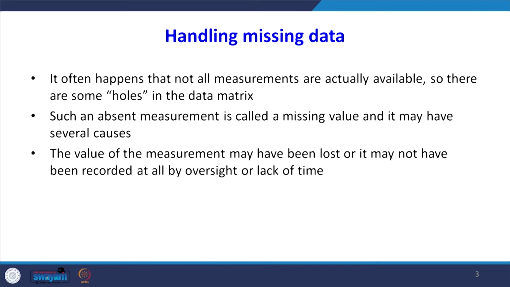First let us see how to handle the missing data. It often happens that not all measurements are actually available. So there are some holes in the data matrix, that is, missing values in the data matrix. Such an absent measurement is called a missing value. It may have several causes. The value of a measurement may have been lost, or it may not have been recorded at all by oversight or lack of time.